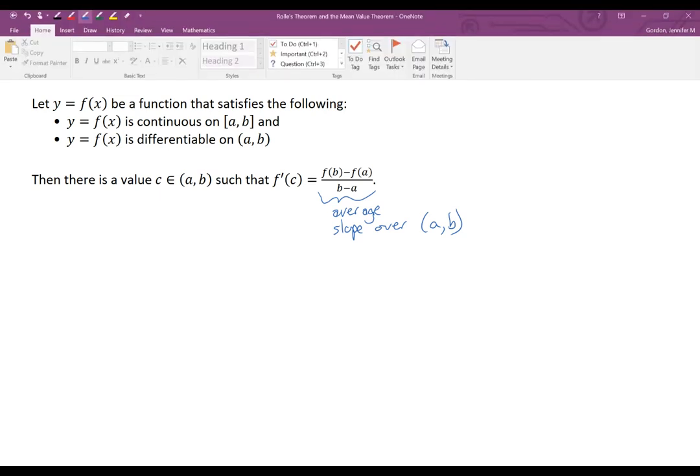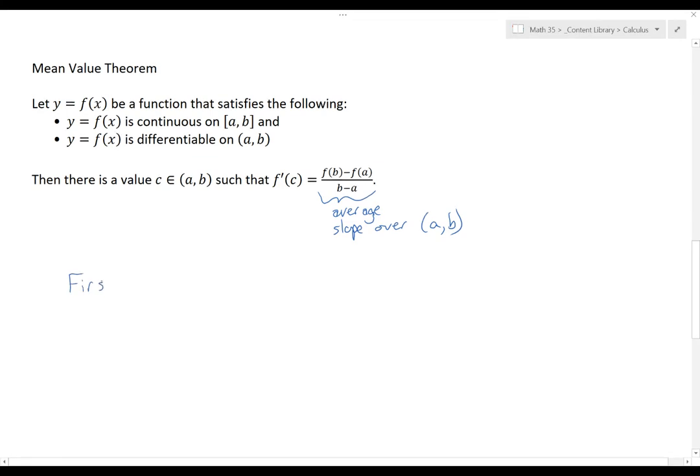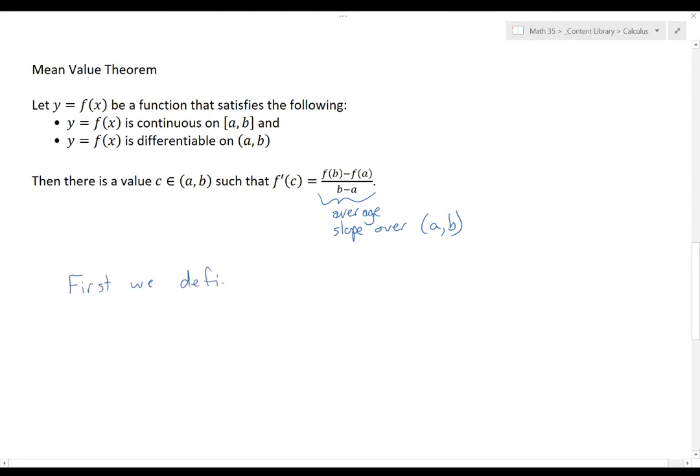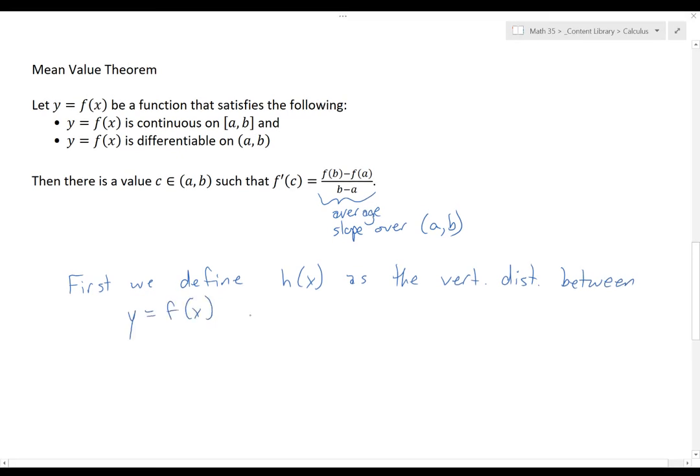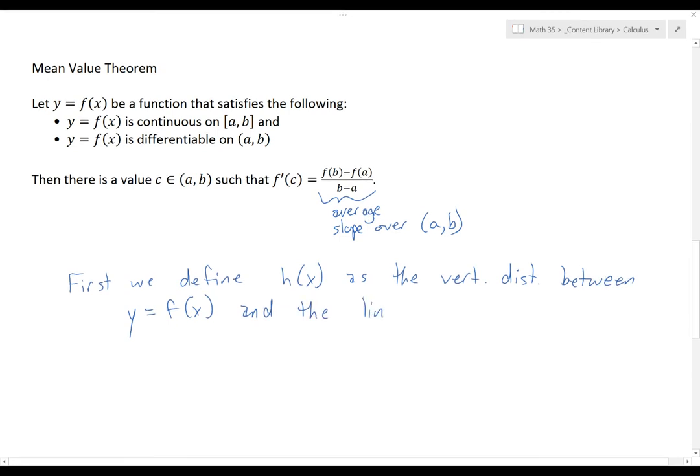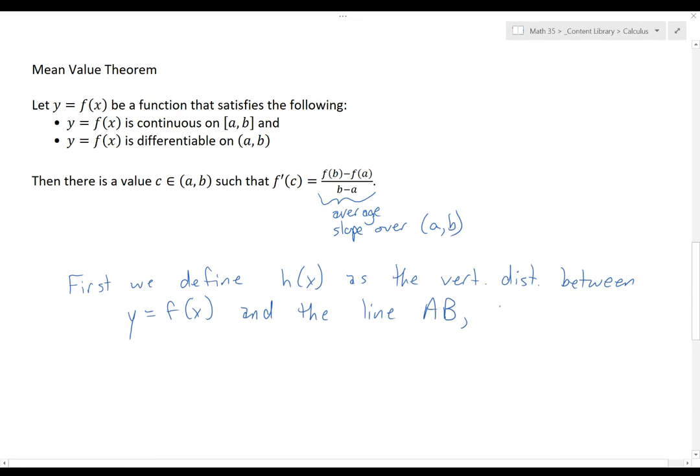So in order to prove this, we're going to first define some function, h of x, as the vertical distance between the curve y equals f of x, so the one that's just been defined, and the line AB, the straight line connecting the point A, f at A, and B, f at B.